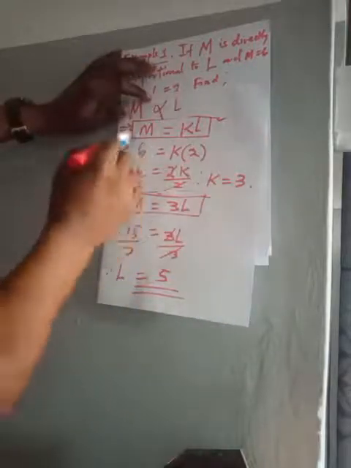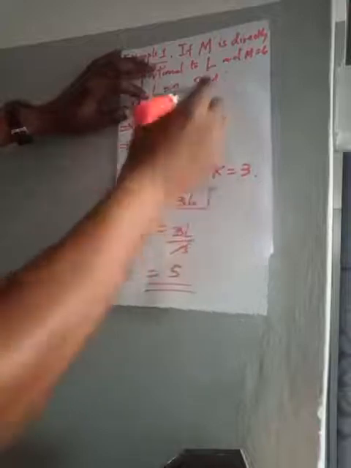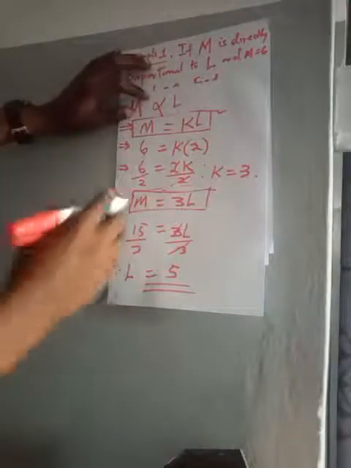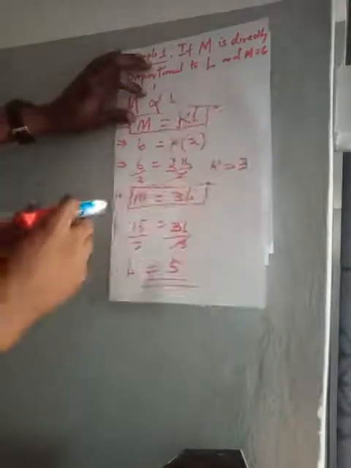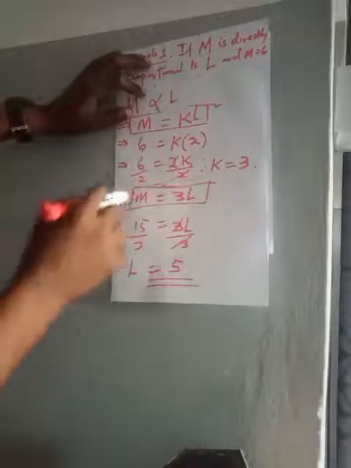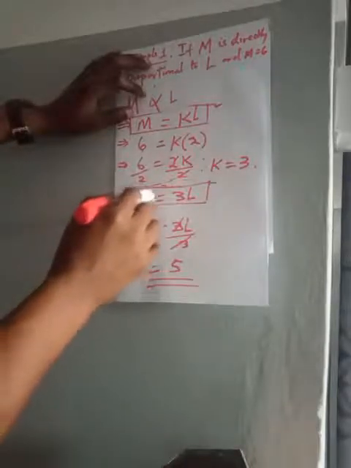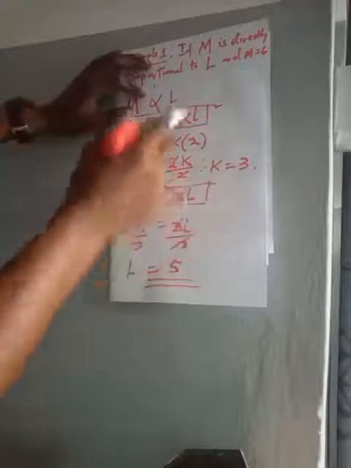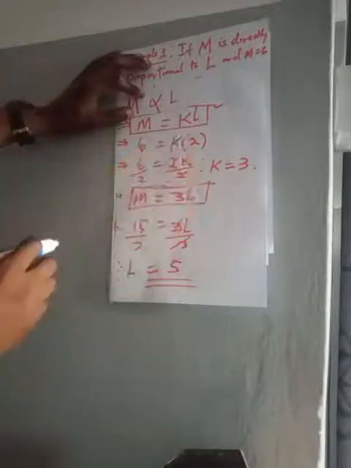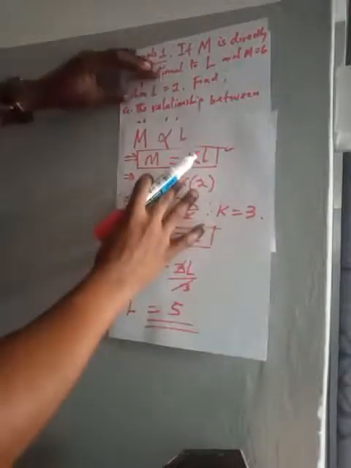Now, if K is equal to 3, you go back to your equation and show the relationship between M and L. That is, question A has been answered by writing M is equal to 3L since K is equal to 3. And that's solved for the first question.